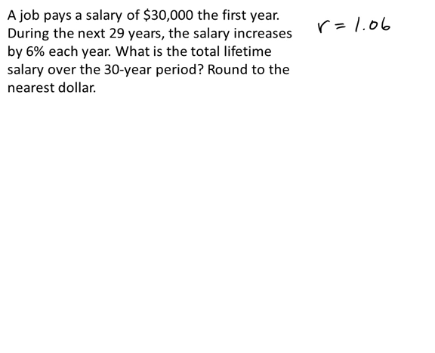Now our question is, what is the total lifetime salary over the 30-year period? So we would want to add up all of the salaries in each of those 30 years. And since we have identified this as a geometric sequence, fortunately we have a formula for the sum of the first n terms of a geometric sequence. And that is Sn equals A1 times 1 minus r to the n over 1 minus r.